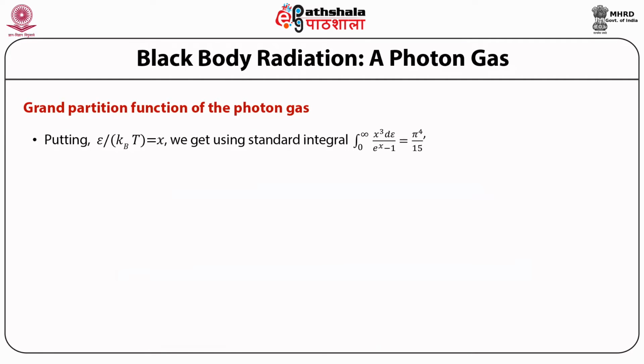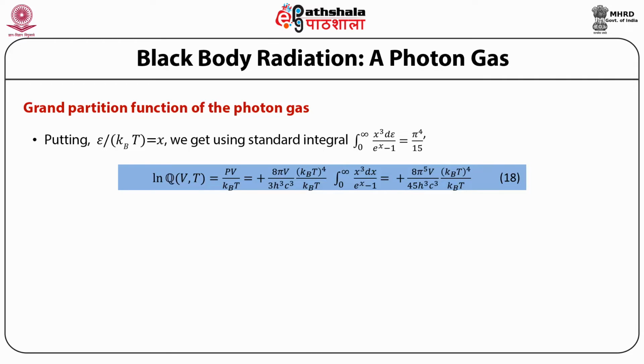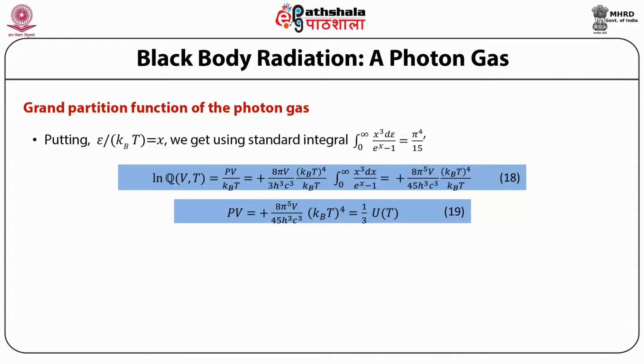Putting epsilon by kBT is equal to x, we get using standard integral from 0 to infinity x cube dx divided by e raised to power x minus 1 is equal to pi raised to power 4 divided by 15. Log of curly Q as a function of V and T is equal to PV upon kBT is equal to plus 8 pi V upon 3 h cube c cube multiplied by kBT raised to power 4 divided by kBT integral from 0 to infinity x cube dx upon e raised to power x minus 1 is equal to plus 8 pi raised to power 5 V upon 45 h cube c cube into kBT raised to power 4 divided by kBT. Therefore, PV is equal to plus 8 pi raised to power 5 V upon 45 h cube c cube multiplied by kBT raised to power 4 is equal to 1 upon 3 UT.